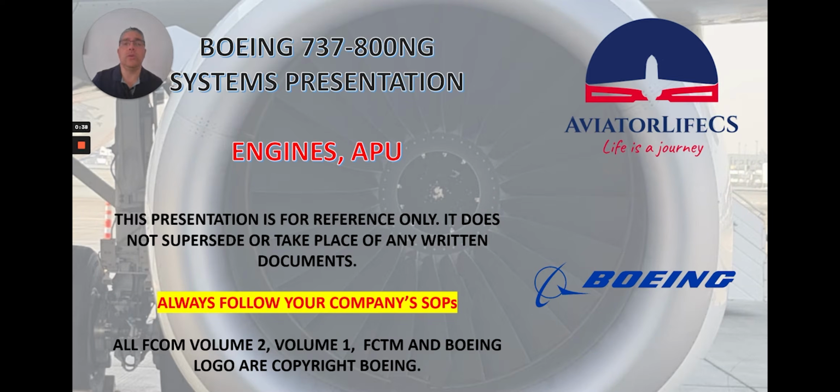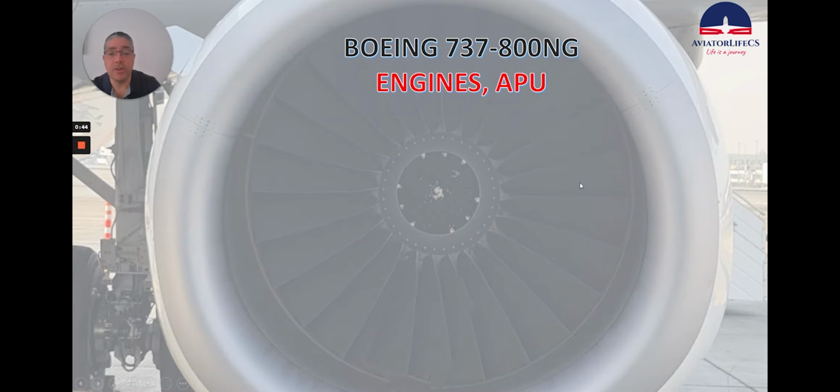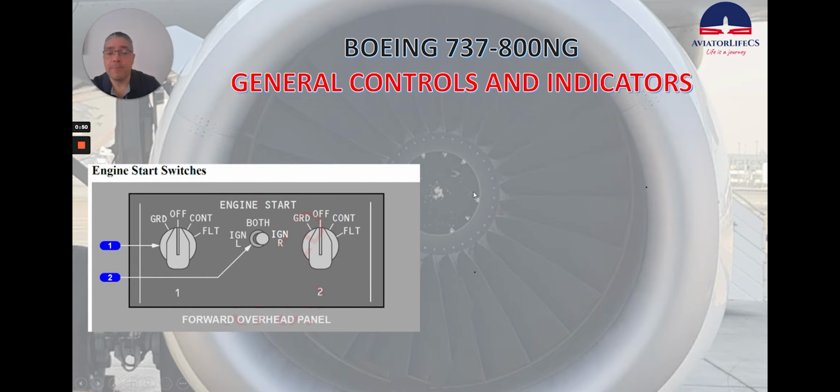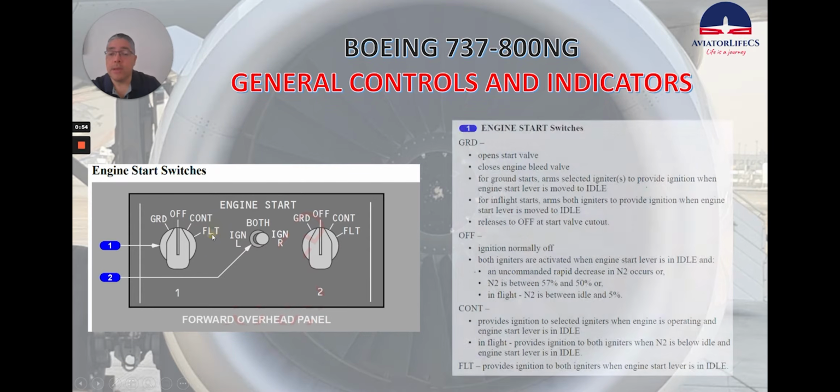Today we will continue talking about engines and APU. And remember, this is part 2 of the series of videos. So today we are going to talk about the general controls and indicators. And let's get started with the engine start switches. Remember, they are on the forward overhead panel.